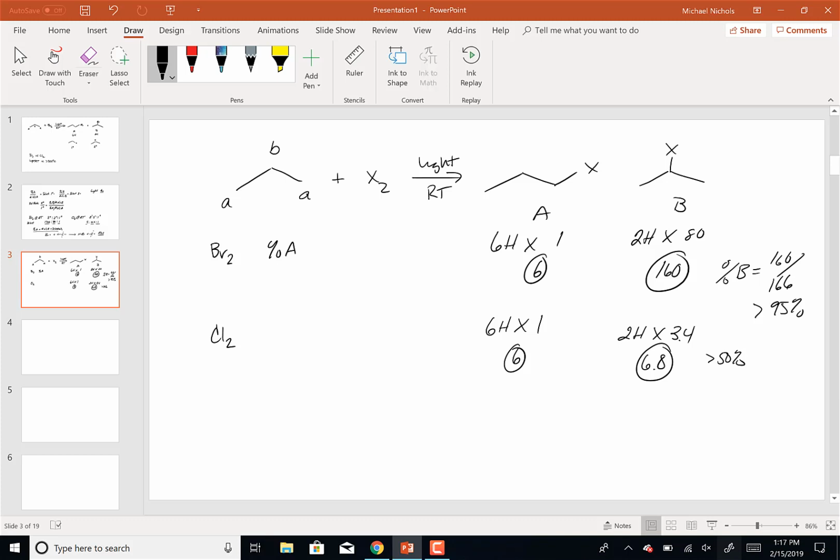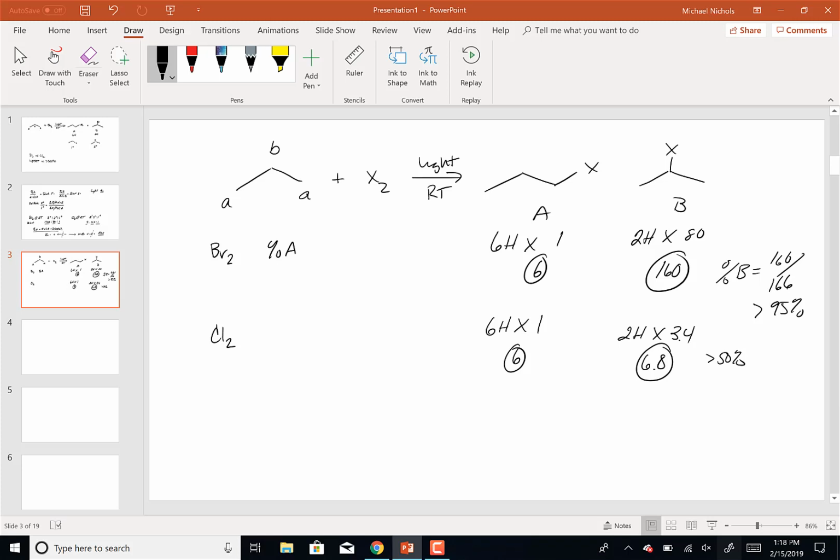For chlorination, though, that 5 to 3.4 to 1, it only takes like 3 or 4 primary hydrogens to outweigh a 3.4 to 1 selectivity. So in chlorination, the statistics plays a much larger role because the reaction isn't as selective. It's only 5 times faster or 3.4 times faster to form a tertiary or a secondary radical. So that reaction is less selective. So chlorination is going to give you a wider variety of products, at least in terms of percentage.